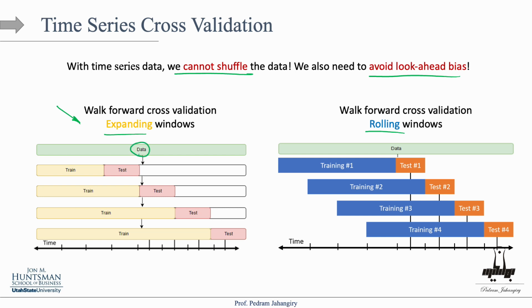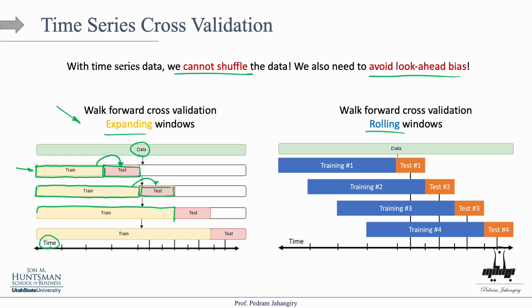Imagine this is your data set, and this is our time axis. Basically we say, okay, let's use this part of the data set to train the model and test it on this part of the data set, right? Next, we're going to expand this train set. We take the entire thing here, call it the train set, and test it here in the test set, and so on. Next step, we take all this part, expand the window, call it the train set, and test it on the test set, right?